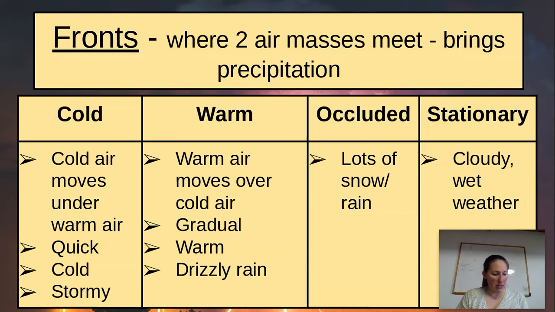Two other types would be occluded and stationary. So occluded fronts are going to have lots of precipitation, lots of snow, lots of rain. This is when a warm air mass gets caught between 2 colder air masses. You have colder air mass, colder air mass. The occluded front is going to be in the middle where they're getting caught between those 2. The warm caught between the 2 cold. And stationary, this is when warm and cold air meet, but they stay separated. They're not passing over each other. So stationary is going to bring you cloudy, wet weather.